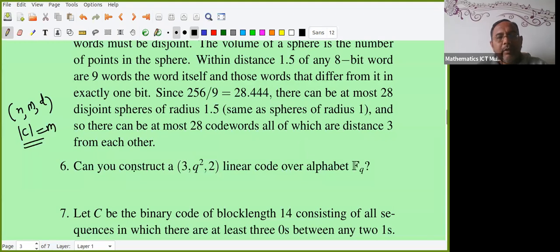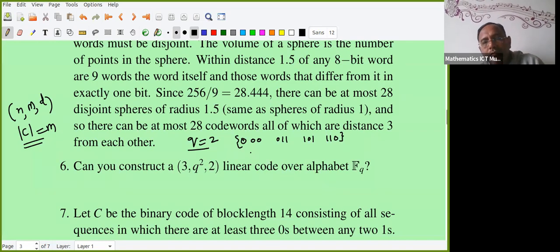Okay, can you have a code like this? So q is any prime power. Let us work with q equal to 2, and I'll explain one case. So q equal to 2. I'm taking 0 1 1, 1 0 1, 1 1 0. Can you tell me what is N here?